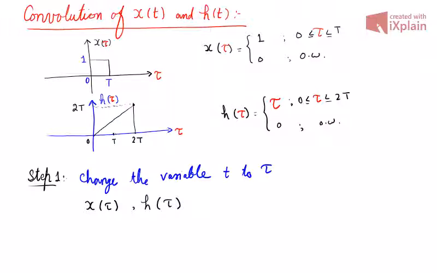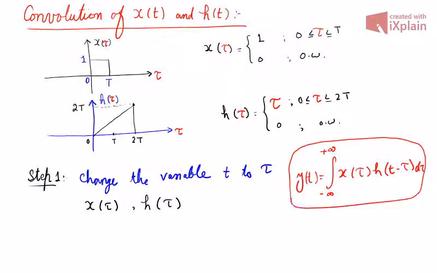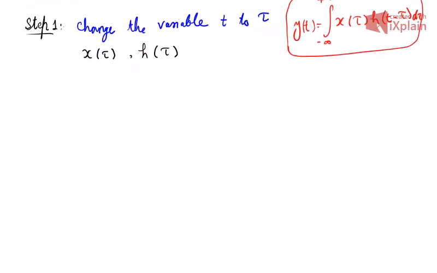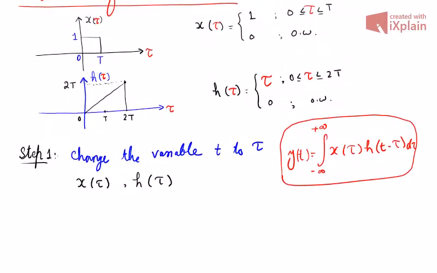Now in the next step, if you see the final form, the mathematical description of y of t is the integral from minus infinity to plus infinity of x of tau and h of t minus tau d tau. So we have to evaluate this integral for convolution. As a first step, we just changed the variables and we get these expressions. So let me see the h of minus tau.